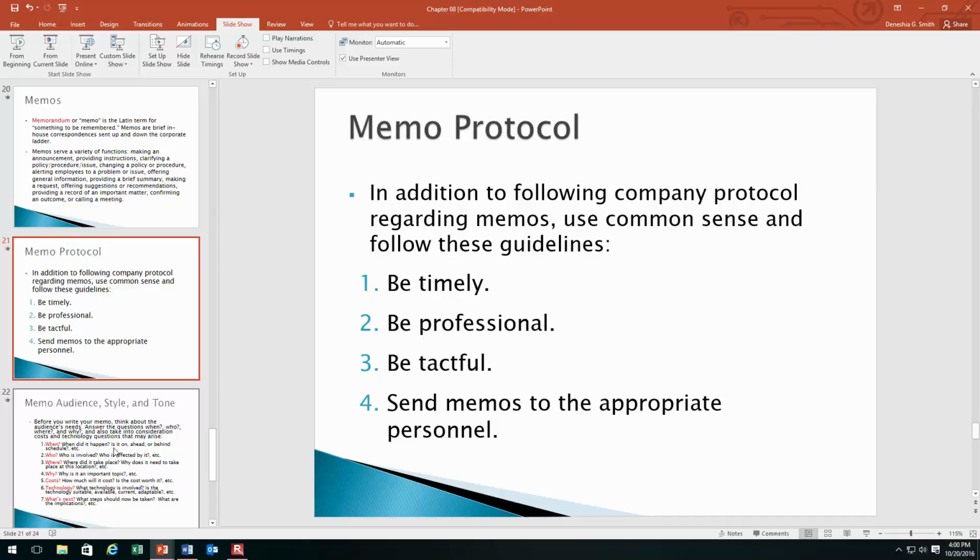And you're aiming to not offend, to not insult the person that you're talking to or others, right? And so being tactful again means being diplomatic, choosing your words carefully, and knowing how to say what it is that you need to say and being polite. Okay, and you want to send the memo to the appropriate people. If you send it to someone and it doesn't pertain to them, they probably will take a moment to read it, and it will be a waste of their time, right? And you don't want to do that.